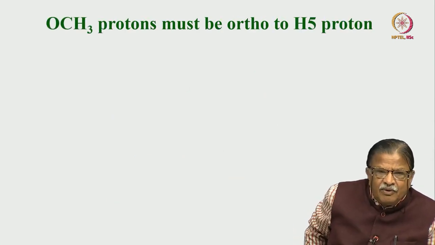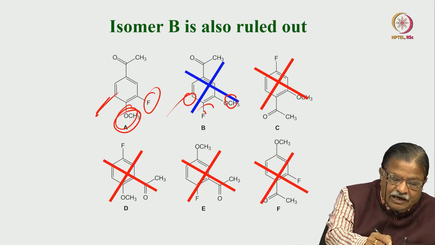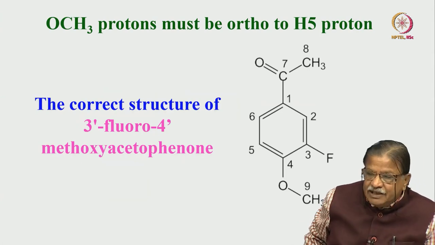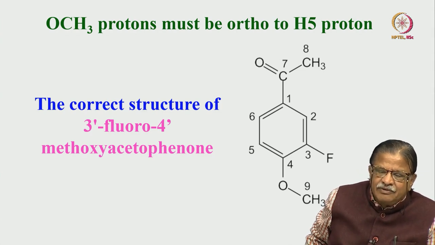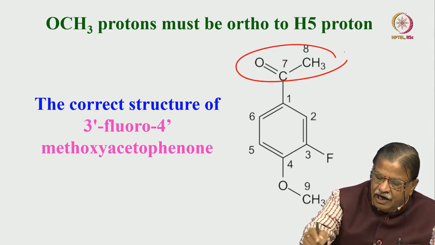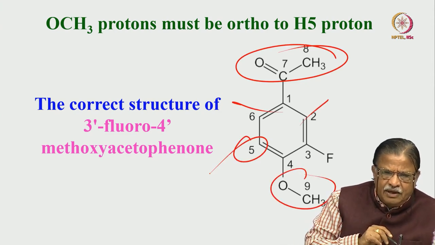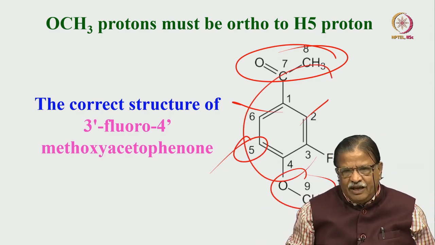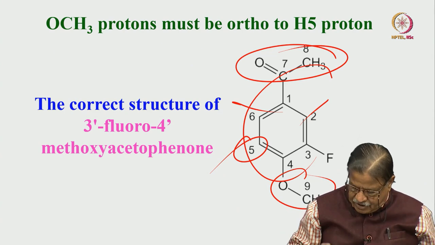Then the OCH3 protons must be ortho to the H5 proton, that is the conclusion. Otherwise, OCH3 cannot give correlation to this. So, OCH3 is ortho to the H5 proton. Using this NOESY information, we can draw the conclusion now. This is the structure of the molecule, because we understood this is between 2 protons and this is giving cross peak to this one alone, that confirms this is the structure. All other possibilities were ruled out. So beautifully, using NOESY, you can get the confirmation. I hope you got your point.